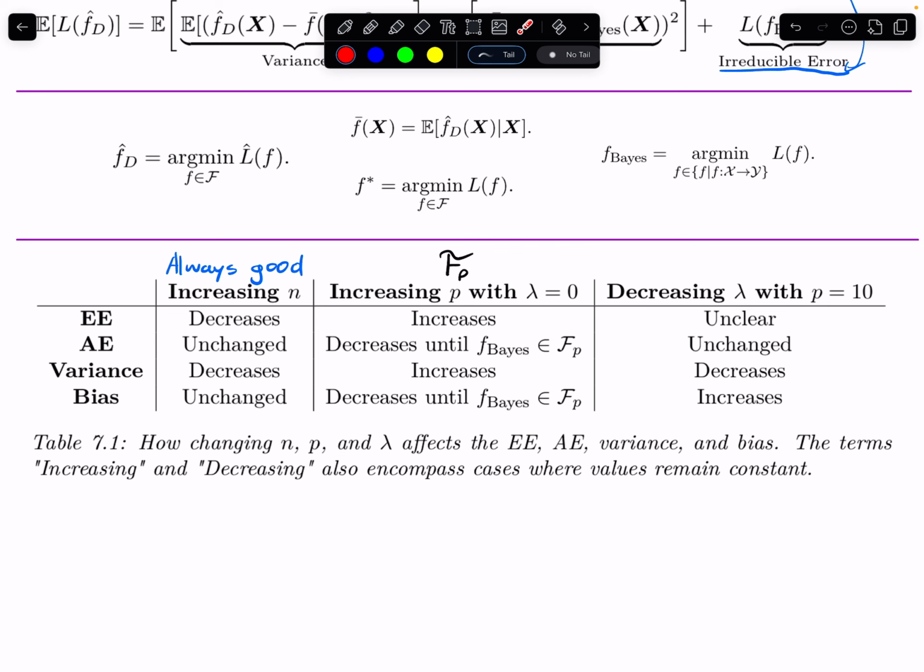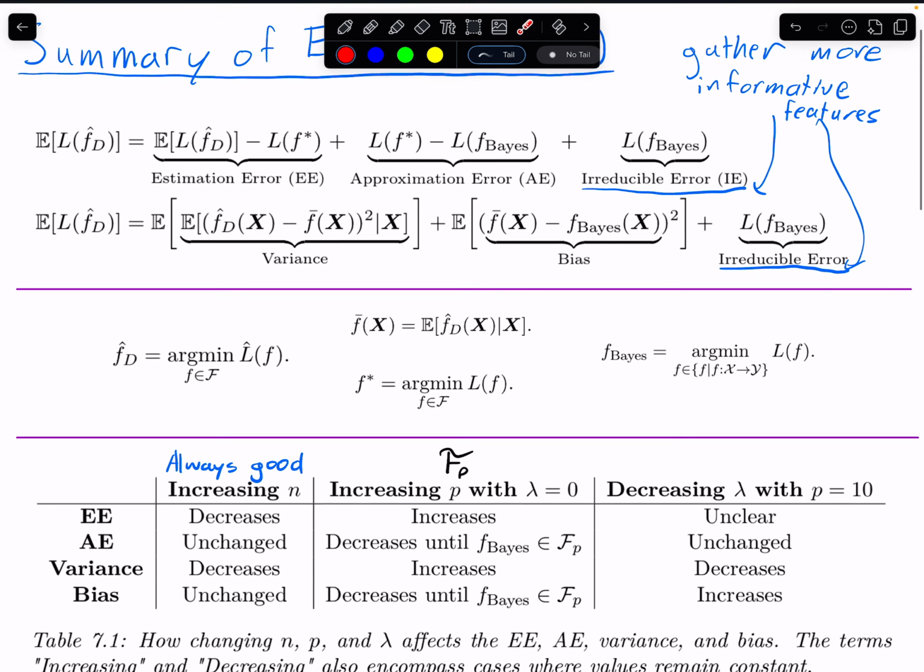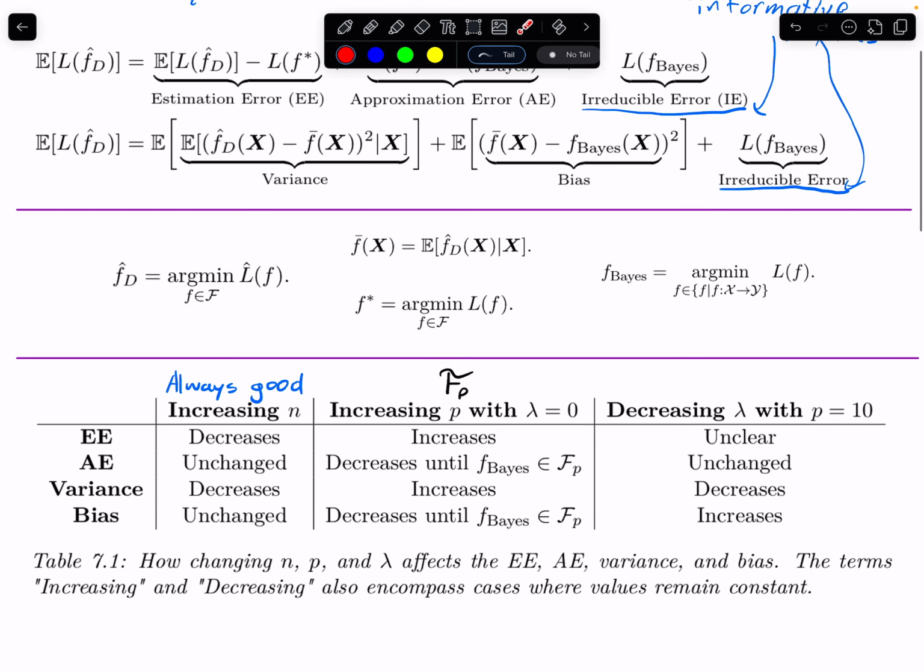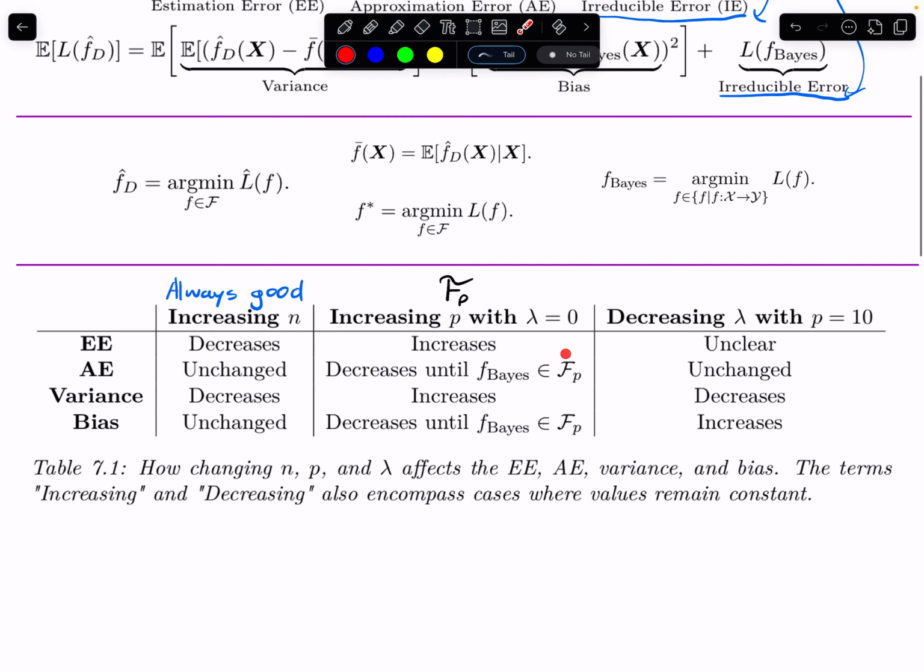And what does this mean, until this point? If we look at the approximation error, this will be 0 when f star equals f base. When will f star equal f base? At the point that this function class F contains f base. We're varying this function class by changing p. At some point, p will be large enough such that it contains f base, and at that point the approximation error will be 0, and it simply will not change anymore. You can't decrease further than 0. So that's an important case.